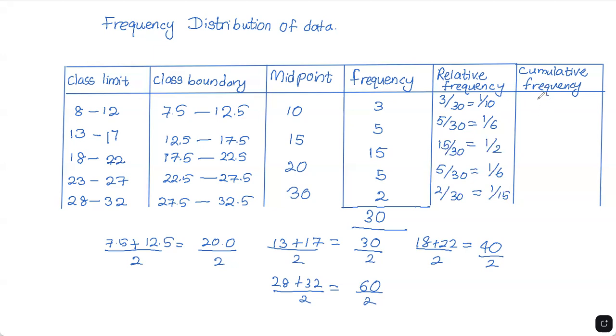So for the first class, it's just 3 because we don't have frequency above this first class, right? It's 0. So 0 plus 3 is 3. And for the second one, you have to add 3 plus 5, which is 8. So the cumulative frequency for the second class is 8. And for the third class, we have to add 3 plus 5 plus 15, which is 23.